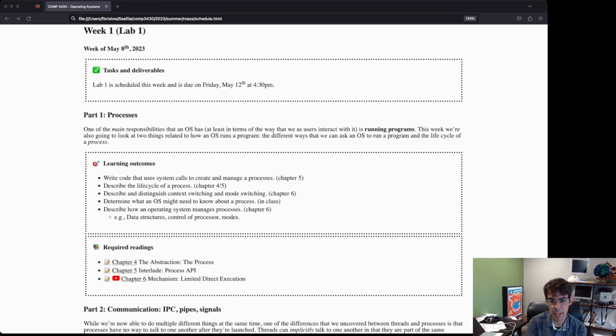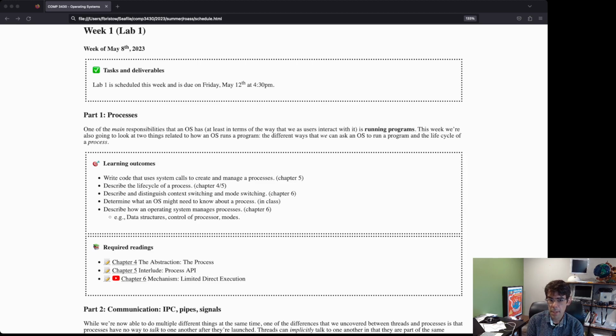Determine what an OS might need to know about a process. This is what we did in class yesterday. This was the exercise where we went through a piece of code and tried to decide, for each line of this code, what our operating system has to be able to support.